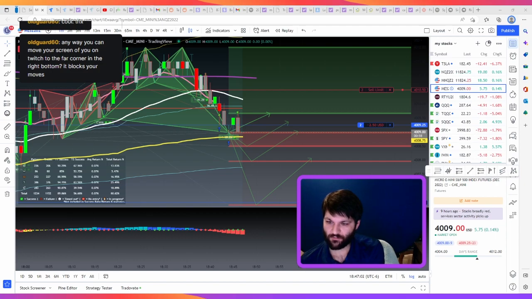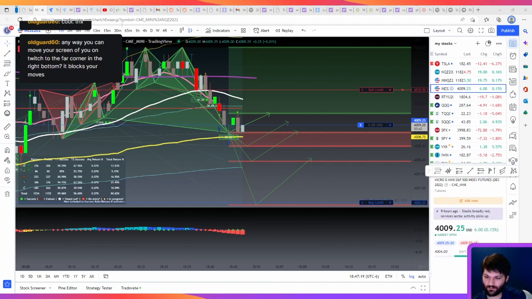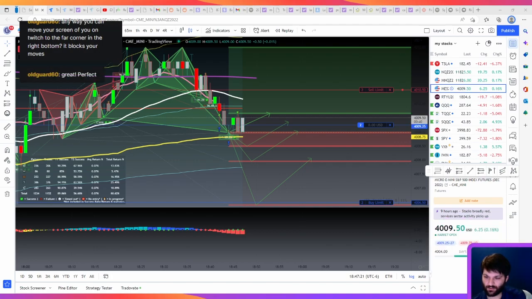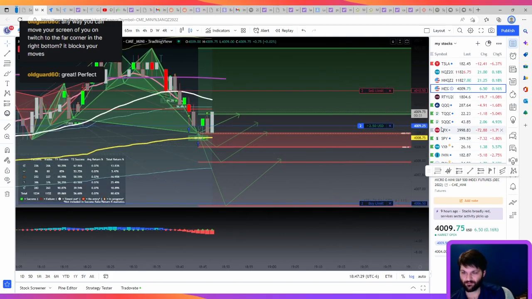It blocks my moves. In what way is it blocking my move? Because I can't. Let me see. I don't think I can. It's supposed to be right here anyway. This is where it's supposed to be. It keeps changing it on me. There you go. I'm not sure how it was blocking my moves, but either way, fixed it for you.